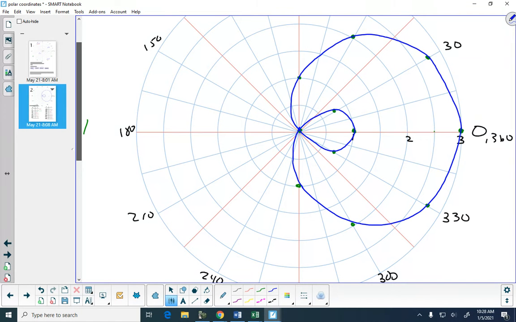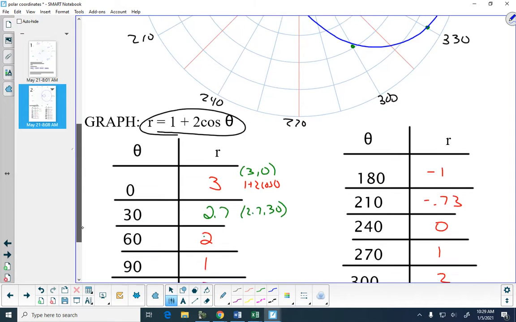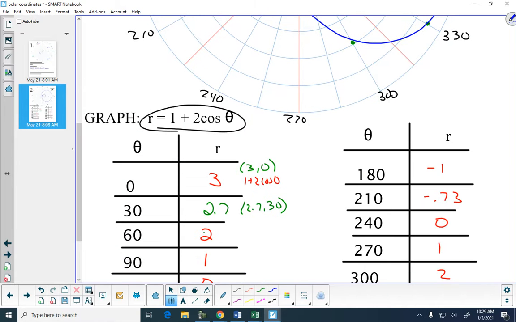You'll get cardioids. Once again, it is going to be a curve. You'll get 3 and 4-leaved roses, which is once again curves. Now, if we take a look at this equation, r equals 1 plus 2 cosine theta. It is not a very difficult equation to deal with.